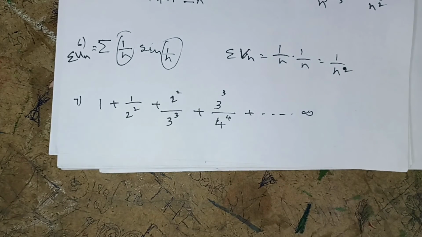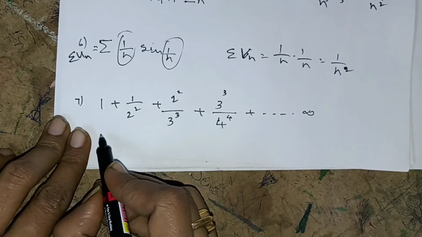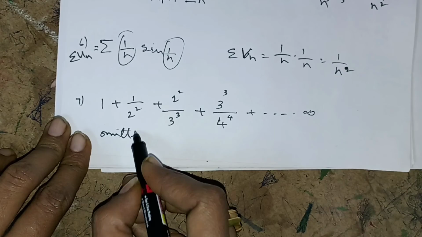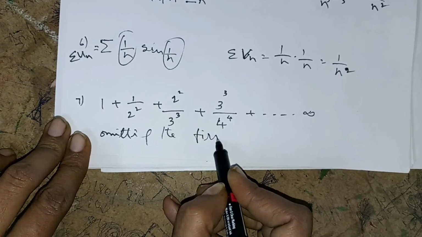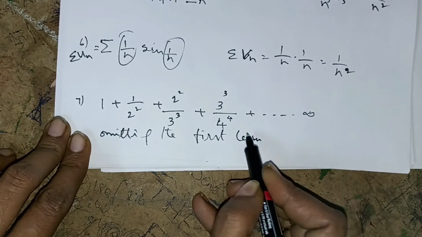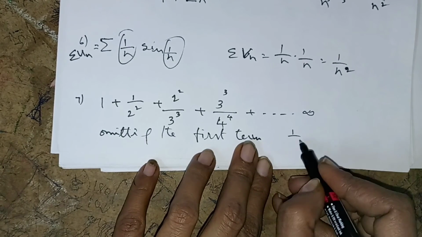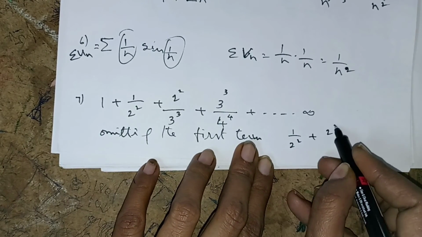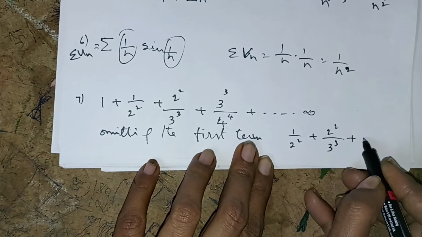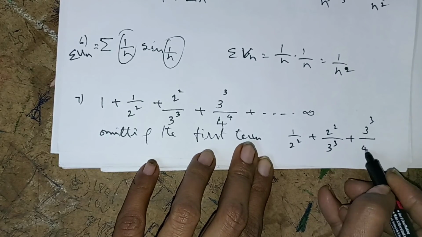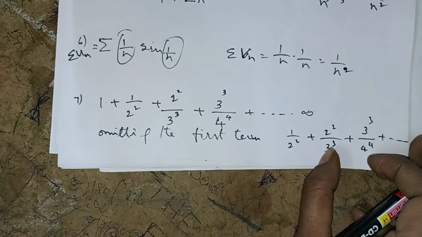By omitting the first term, how much will you get? The same. The remaining is 1 by 2 square plus 2 square by 3 cube plus 3 cube by 4 to the power of 4 plus and so on. By omitting the first term, because it is an infinite series, from that infinity if you omit one term, you never get any type of difference. By omitting the first term, I have got the series like this.